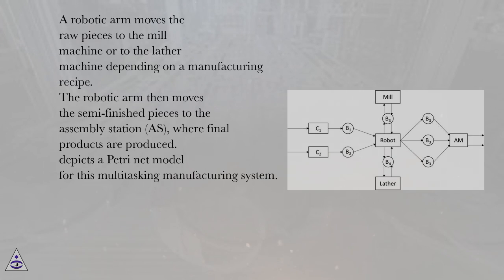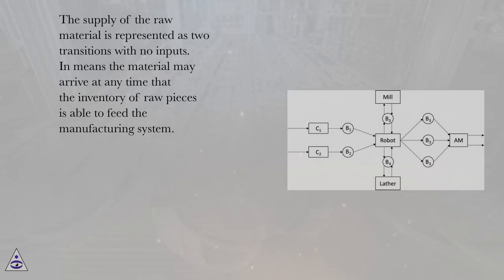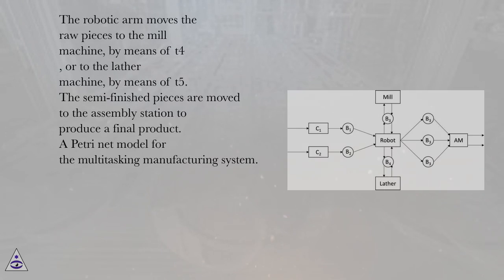The figure depicts a Petri net model for this multitasking manufacturing system. The supply of the raw material is represented as two transitions with no inputs. It means the material may arrive at any time that the inventory of raw pieces is able to feed the manufacturing system. The robotic arm moves the raw pieces to the mill machine, by means of T4, or to the lathe machine, by means of T5. The semi-finished pieces are moved to the assembly station to produce a final product.